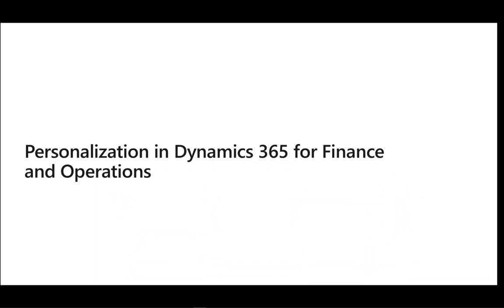Personalization in Dynamics 365 for Finance and Operations. There are three basic classes of personalizations. Personalization made on a setup page. Examples include the color theme and the time zone. Personalization related to page usage, called implicit personalization. For example, the system keeps track of the width of grid columns if you adjust them, and the expanded or collapsed state of the fast tabs.